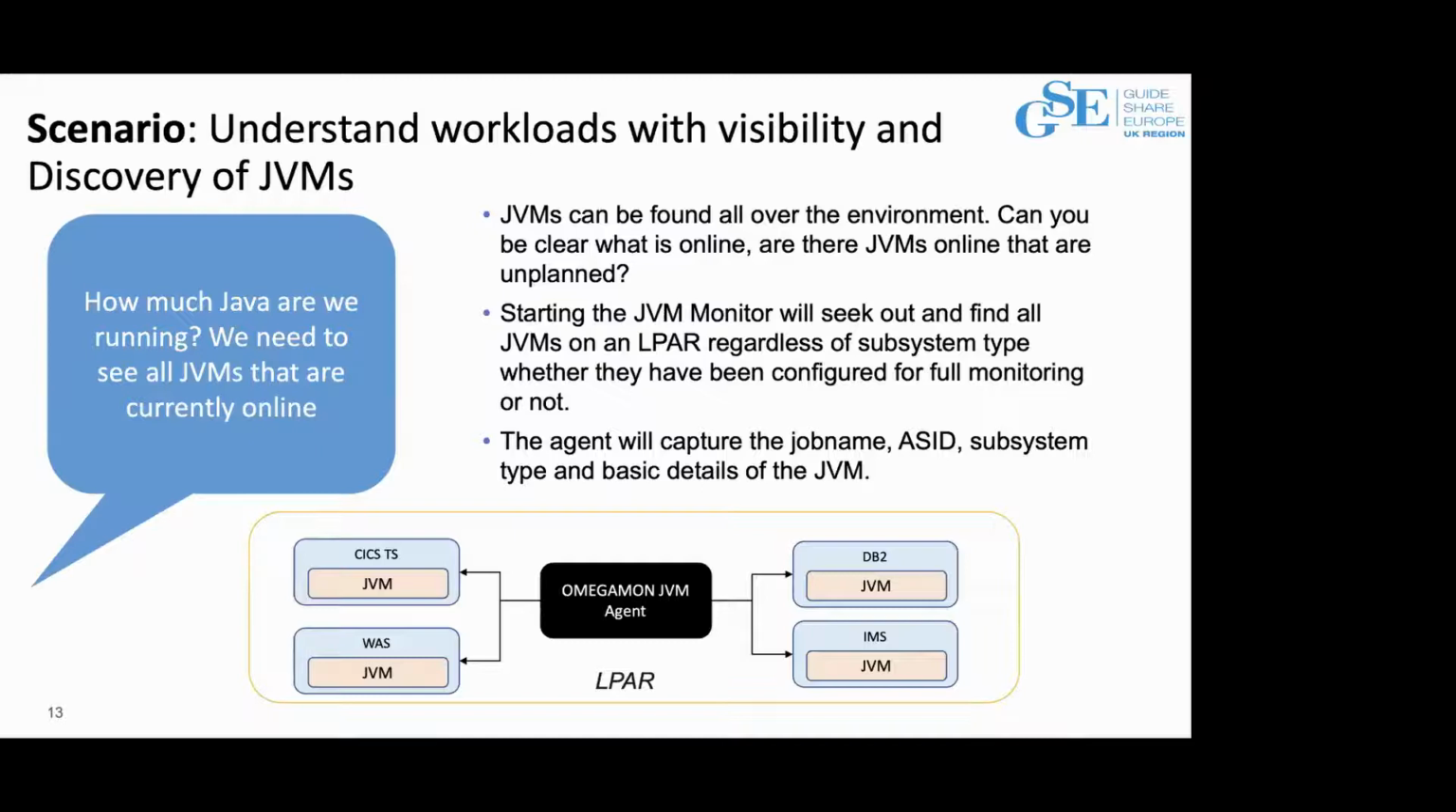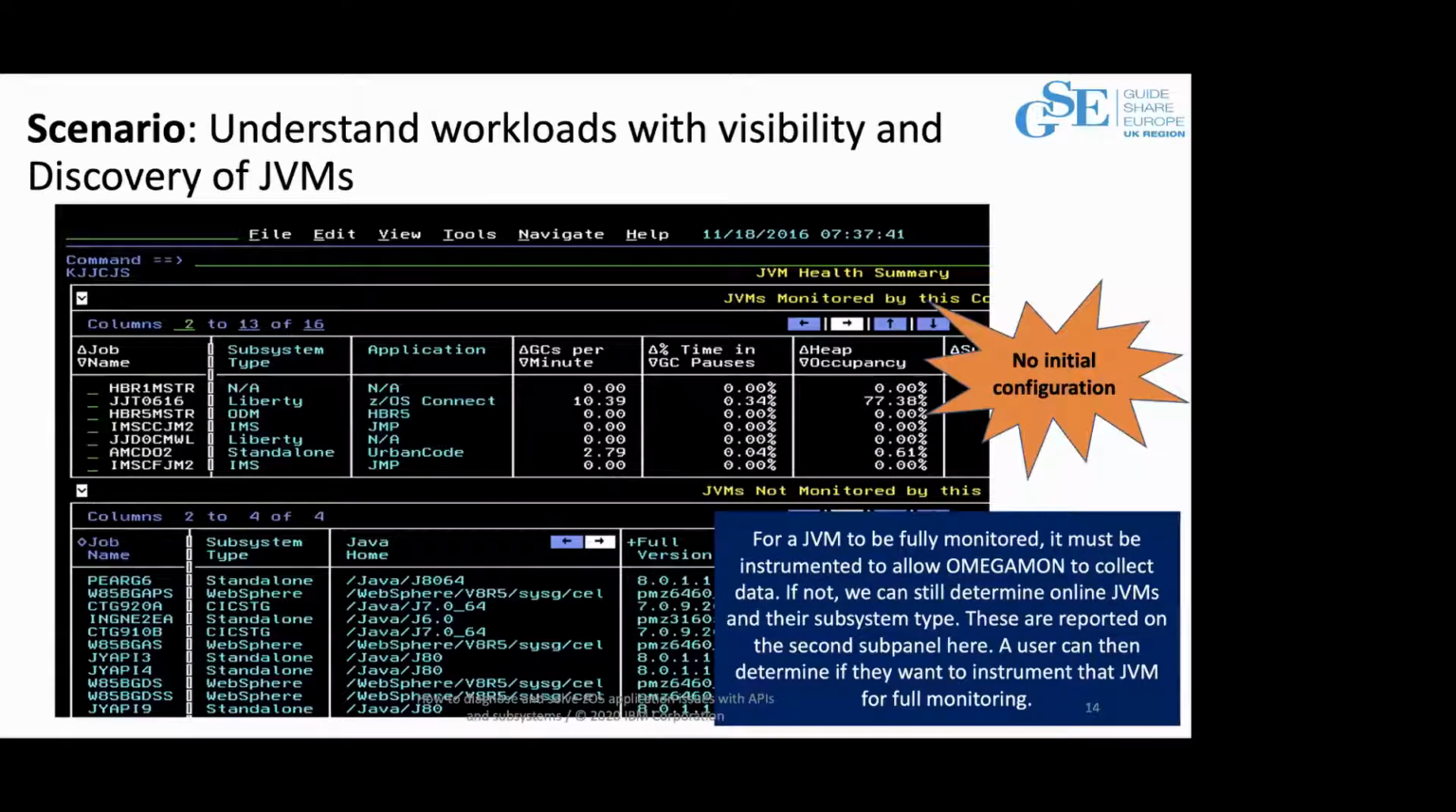In this screen, the display is split in two. In the bottom screen, you'll see all of the JVMs that have been discovered. They're not monitored because the OMEGAMON JVM agent has not been enabled for them. But at least, as you can see in this example, you see the job name, what subsystem type it is, the Java home, and the Java version.